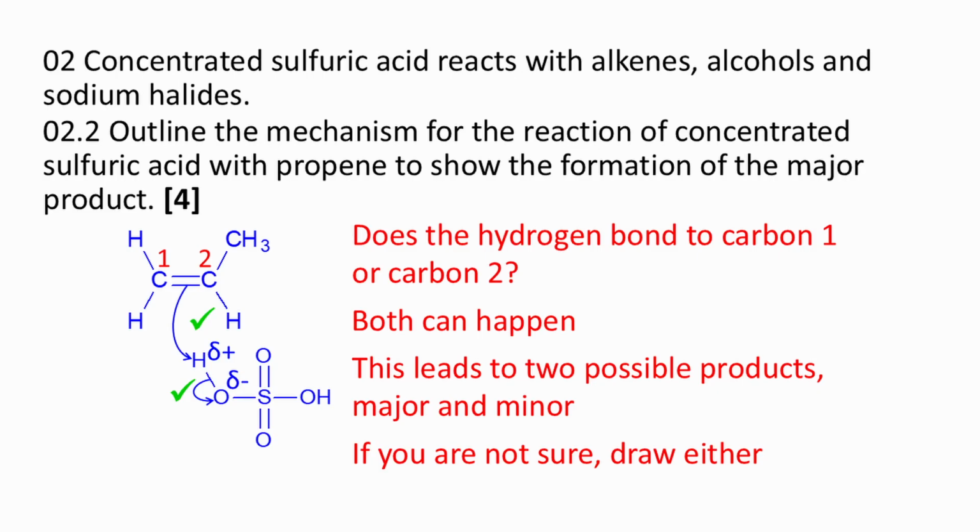Before we draw the intermediate, we have to decide if the hydrogen bonds to carbon 1 or carbon 2. Both can happen. This leads to two possible products, a major product and a minor product. We will discuss major and minor products later. At this stage, if you are not sure, draw either. You would only lose a maximum of 1 mark if you draw the wrong intermediate.